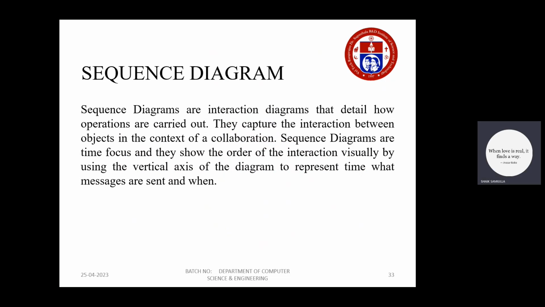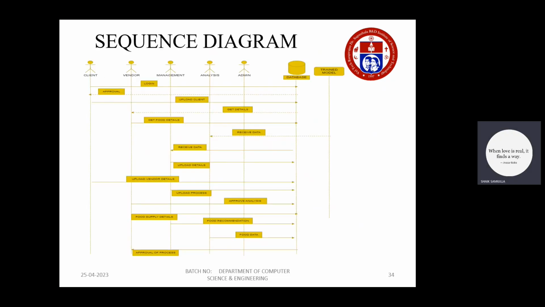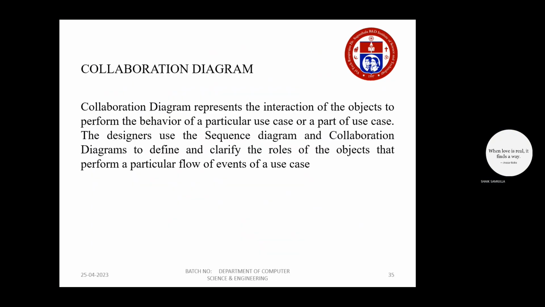And the sequence diagram. Here we are using the sequence diagram, an interaction diagram that details how operations are carried out. They capture the interaction between objects in the context of collaboration. It focuses on time and shows the order of interaction visually, with the vertical axis of the diagram representing time and the messages that are sent. So this is the sequence diagram.